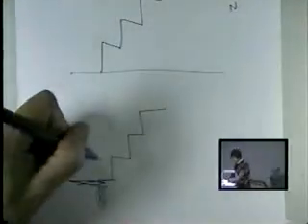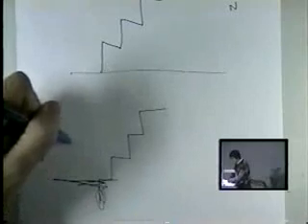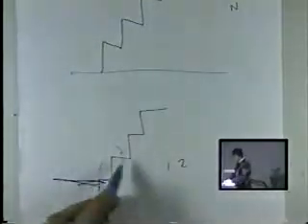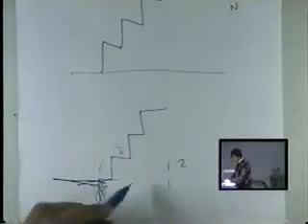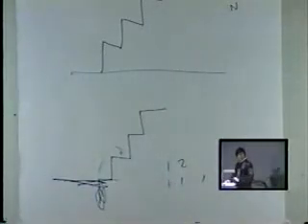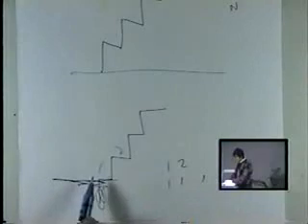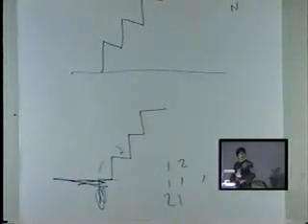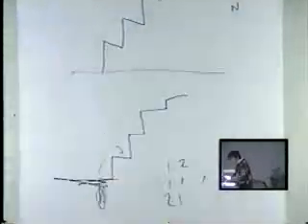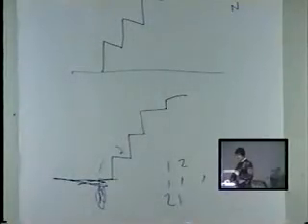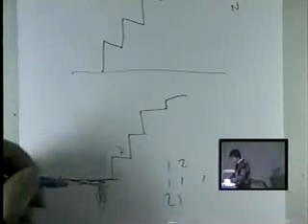I could climb this by making a climb of 1, followed by a climb of 2, or I could make a climb of 1, followed by 1, followed by 1, or I could make a climb of 2 followed by 1, right? If I add an extra step, how many ways can I do it? Again, if we want to enumerate it.